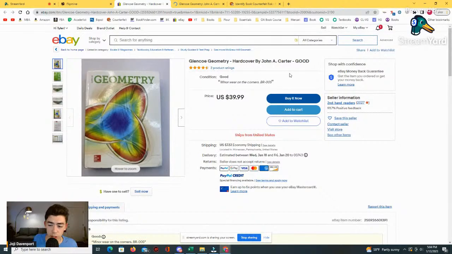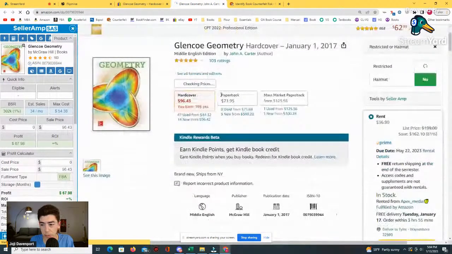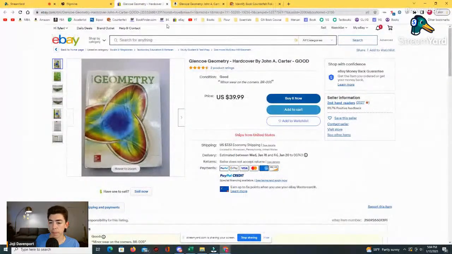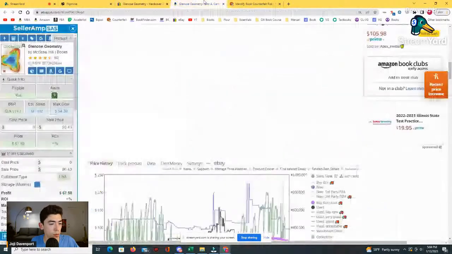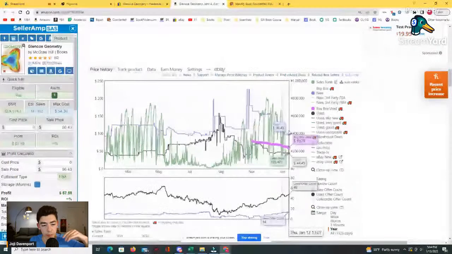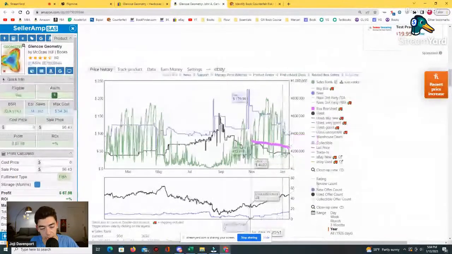Okay, so here's a geometry book. Looks like $39.99 plus $7 shipping. Let's go over to the Amazon page. One thing I noticed right off the bat is the new price is right around 96. So if you're picking the book up already for about half of what the Amazon new price is, there probably just isn't very much wiggle room for you, because Amazon's new price, or the new third-party price, is really going to be the ceiling for what you can ask for a book.